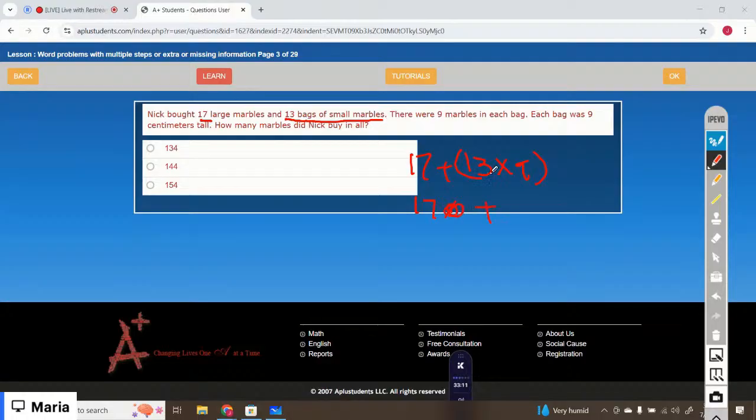So 9 times 3 is 27. 9 times 1 is 9, and 2 makes 11. 7 plus 7 is 14. That is 134. So that means the total marbles they have is 134. Option number 1 is the correct option.